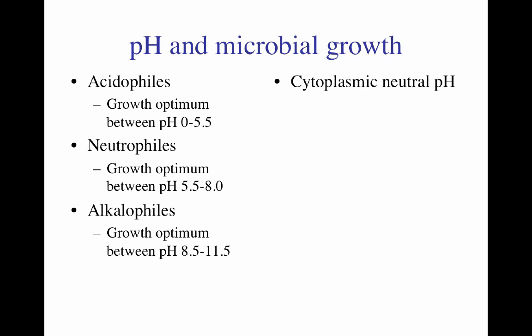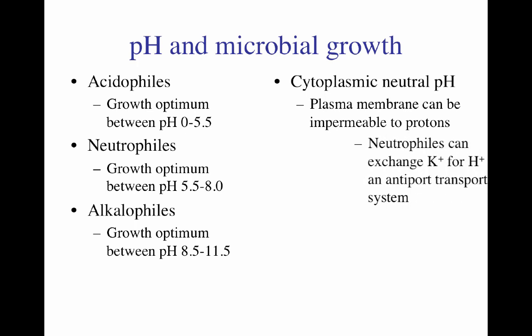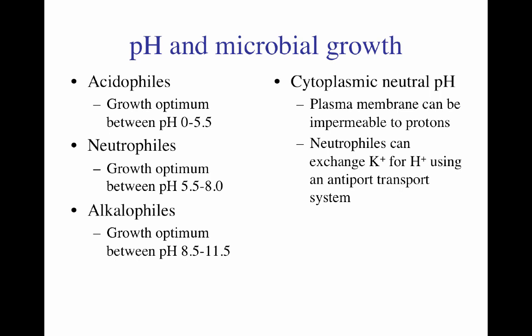But we had said that the cytoplasmic pH needs to remain neutral, around 7, and therefore the plasma membrane has to maintain its impermeability to protons one way or another. So in that case, neutrophiles can exchange, for example, potassium for protons using an antiporter system. So they can then pump the protons out of the cytoplasm and bring in potassium ions, and therefore maintain the pH of the cytoplasm constant.